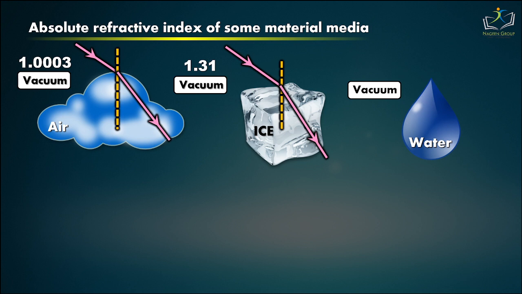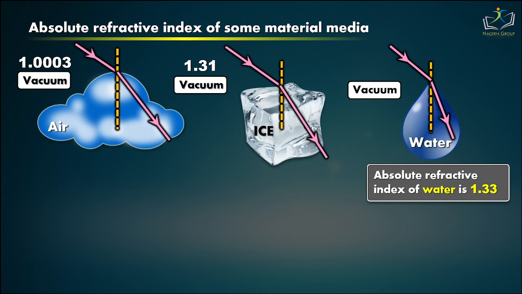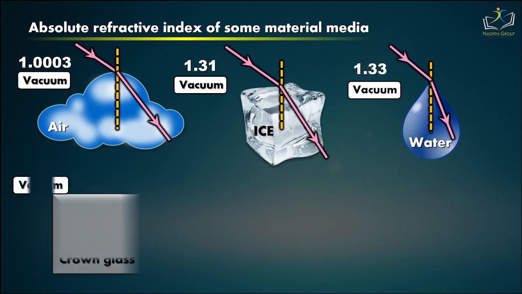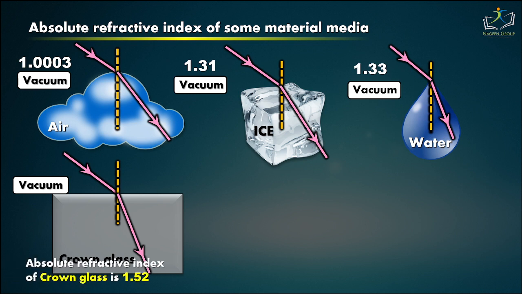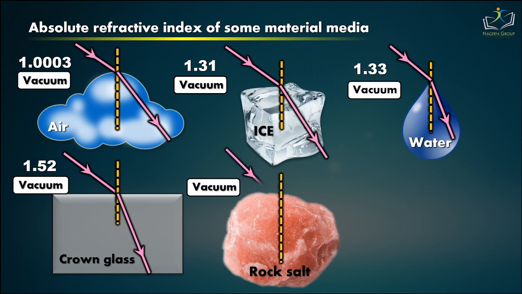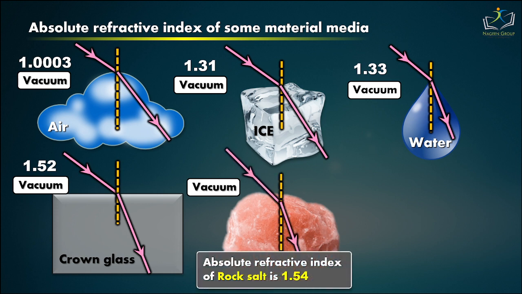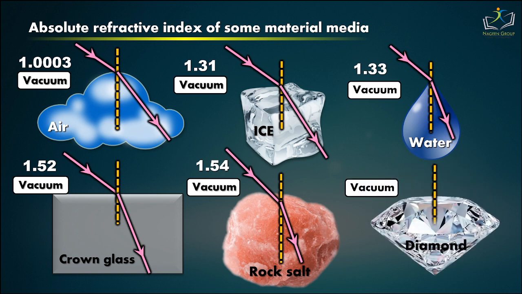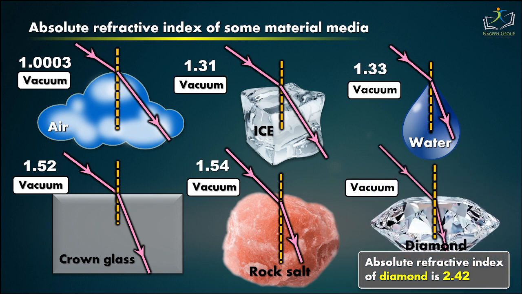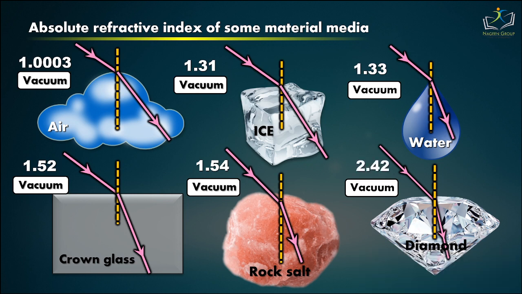Another example, vacuum to water. What do you observe? The refractive index of water is 1.33. So you can learn these values: 1.0003 for air, for ice it is 1.31, for water it is 1.33, for crown glass the refractive index is 1.52, for rock salt it is 1.54, and for diamond we have 2.42. So these are all the absolute refractive indices of different materials.